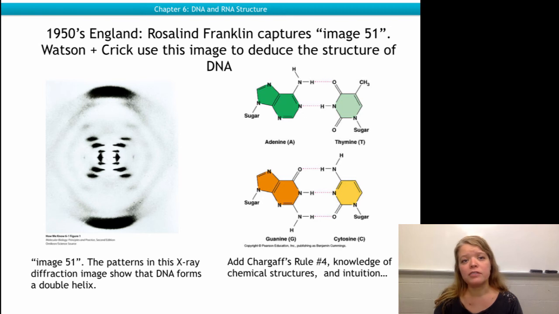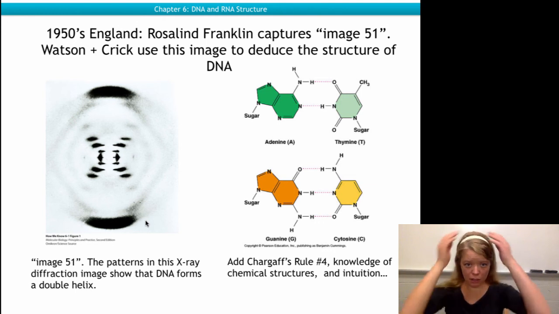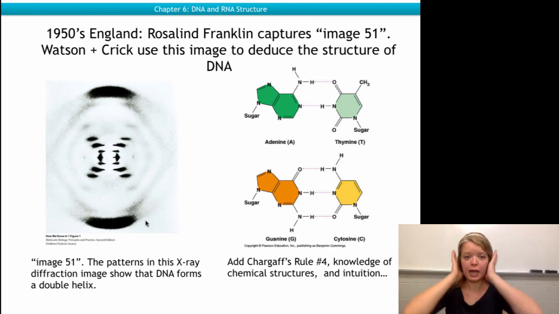So in 1952, Rosalind Franklin was able to capture image 51, which is this photograph here. And I think this is the kind of photograph that every molecular biologist needs to have on the wall of their house. It's both very modern and very classic. And so the image 51 that Rosalind Franklin was able to capture showed that the DNA molecule, as it was diffracting the X-rays, was very symmetrical.